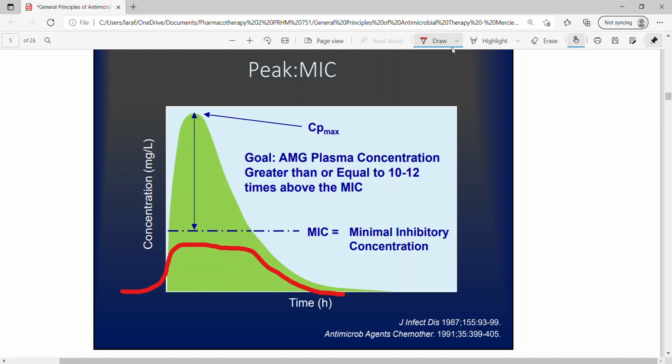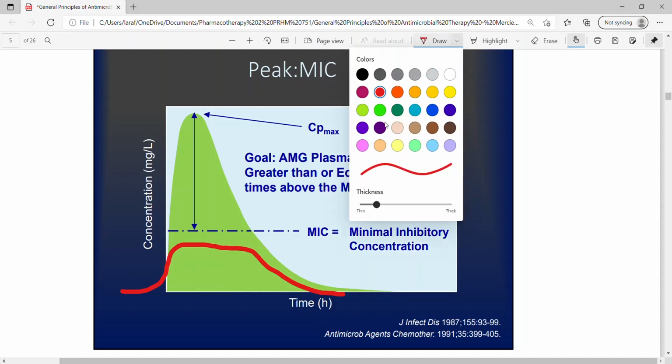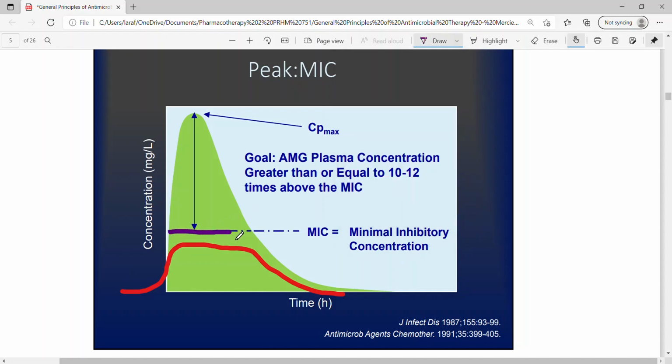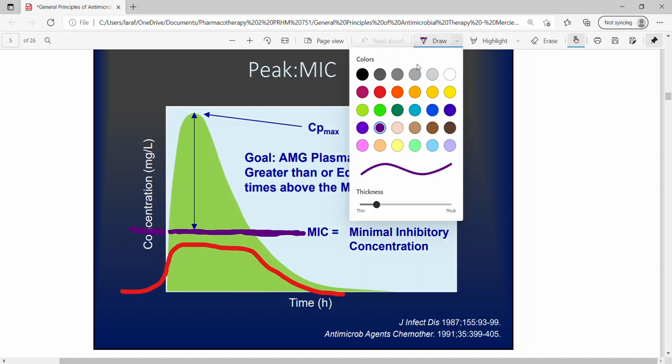This level, which is the minimum. I'm gonna do it here in purple. This is where you need to reach. You need to at least achieve this concentration right here, whatever that is on this side. It really depends on the infection and the type of bacterial infection, but this is where you need to reach, this level right here. Anything lower than that doesn't do anything.